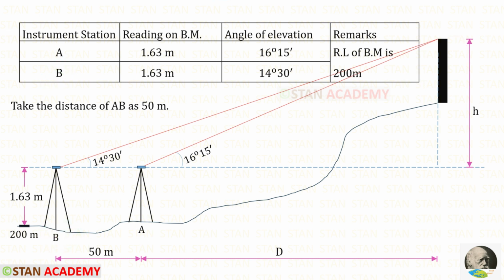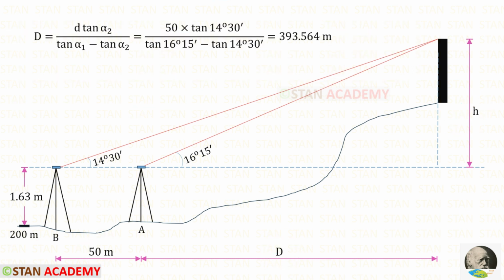Let us mark the vertical angle. At A it is 16 degree 15 minutes and at B it is 14 degree 30 minutes. The staff reading from both of the stations is 1.63 meter. The reduced level at the benchmark is given as 200 meter. The distance between A and B is 50 meter. We need to find D and h. Using this formula, we can find D. Small d is 50. This is alpha 2 and this is alpha 1. For D, we will get 393.564 meter.